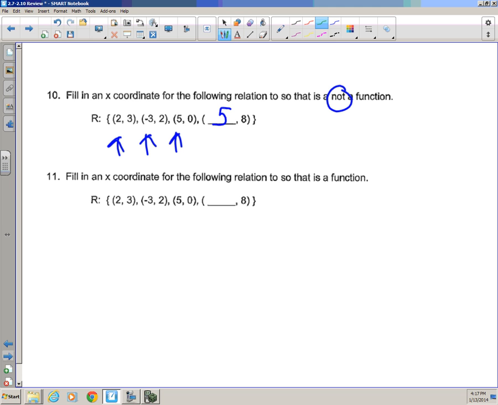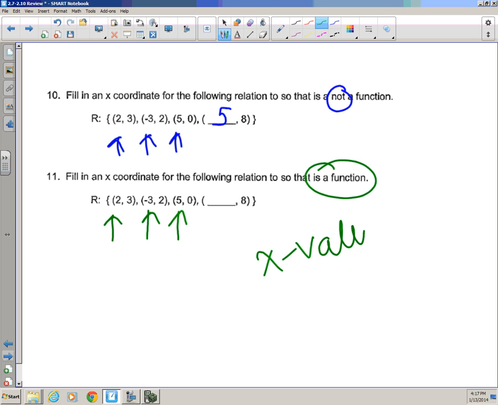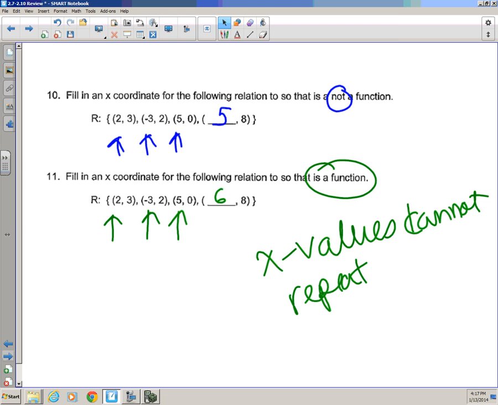This one I want to fill in an x coordinate so my graph is a function. Remember, x values cannot repeat. So if these are all my different x values, and remember, x values cannot repeat to be a function, then I'm going to pick some other number. I don't know, make it a 6. So that would actually be a function.